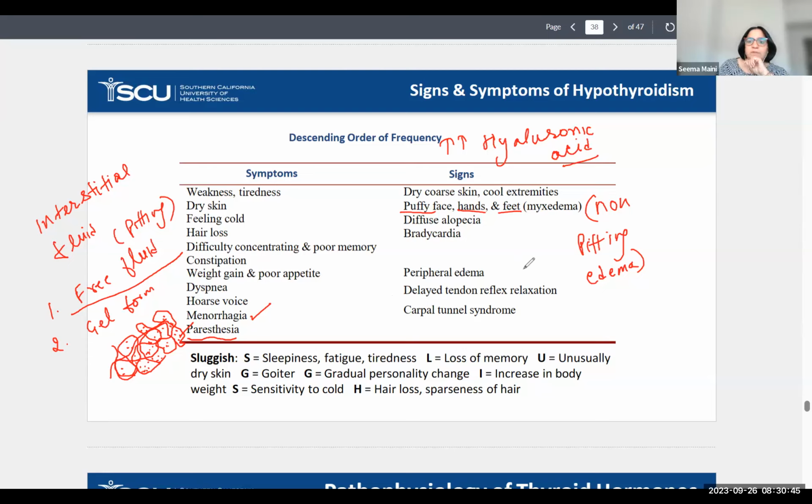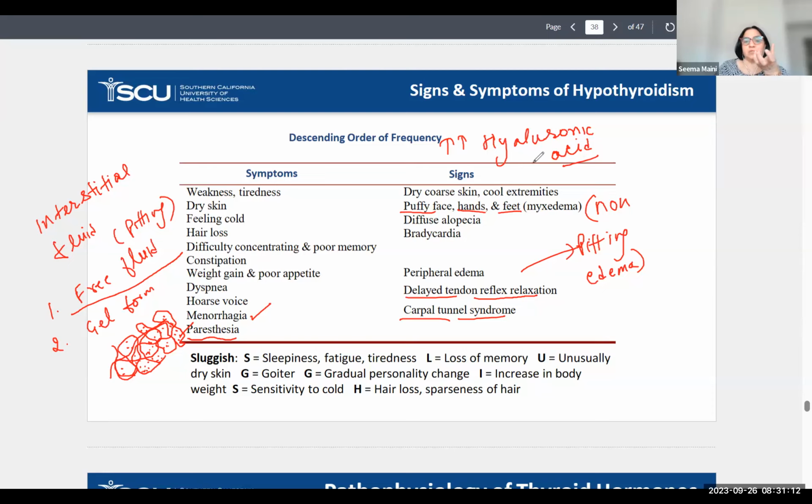Peripheral edema, non-pitting type. Okay, there is delayed tendon reflex relaxation. This is typical of a hypothyroid patient. Okay. Carpal tunnel syndrome, again, because typically your body is forming this chemical more.